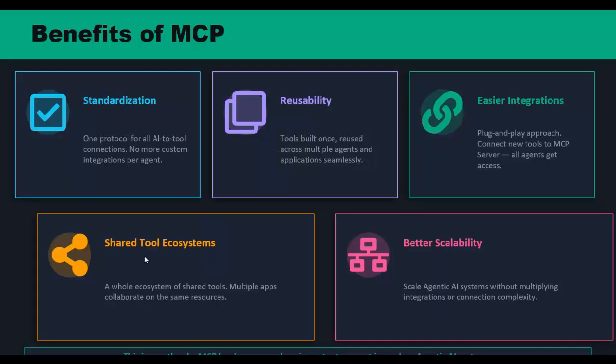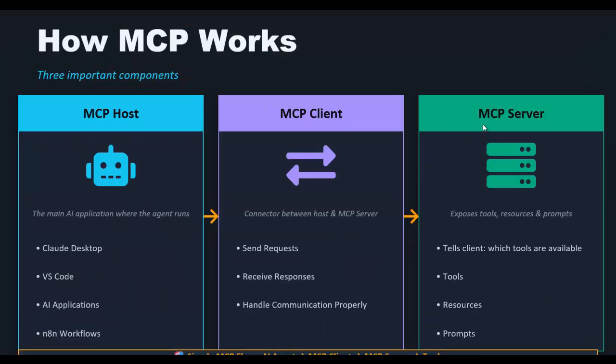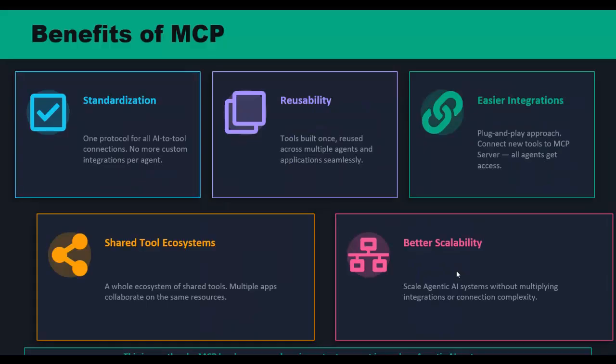Shared tool ecosystems. A whole ecosystem of shared tools, where multiple apps collaborate on the same resources, and it provides better scalability: scale agentic AI systems without multiplying integrations or connection complexity, right? Because we have to change things in the MCP server only, right? This is exactly why MCP has become such an important concept in modern agentic AI systems. Hope all of you are clear with this, right?